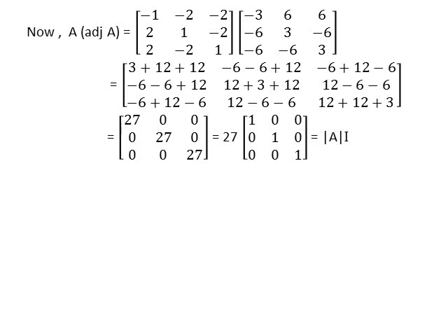This scalar matrix can be written as 27 multiplied by identity matrix. As 27 is the value of determinant of A, the product of A and adjoint A equals determinant of A multiplied by identity matrix. Similarly, we can verify that the product of adjoint A and matrix A equals determinant A multiplied by identity matrix.